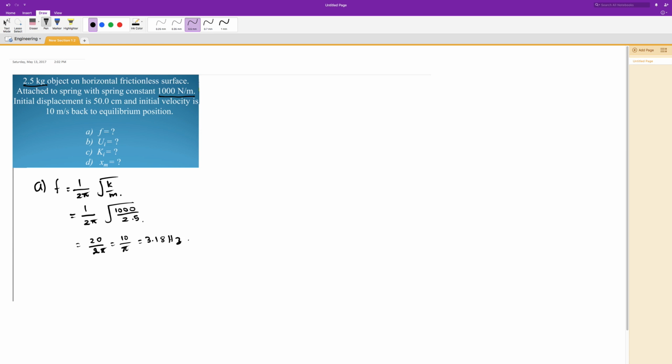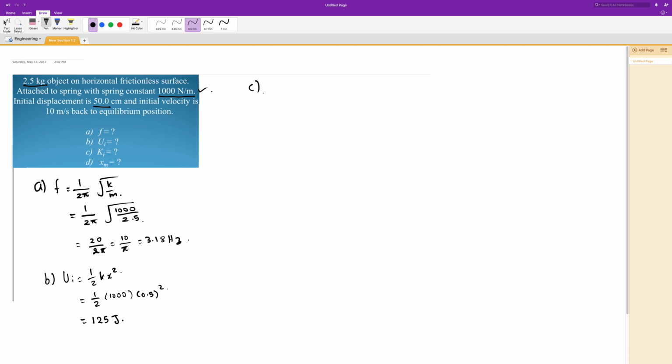Let's move to the second one. That's going to be initial potential energy. So potential energy is equal to half kx square, and we have the constant right here, and the distance is also provided, that is 50 centimeter. So we can simply substitute that and find the potential energy. So half times 1000 times the distance, that is 50 centimeter. I have to convert it into meter, so if I divide that by 100, that's going to be 0.5 square, and if I calculate that value, that comes out to be 125 joule. And let's go to the next one.